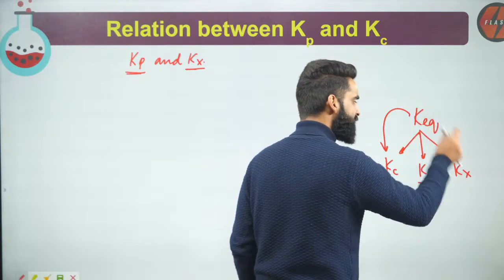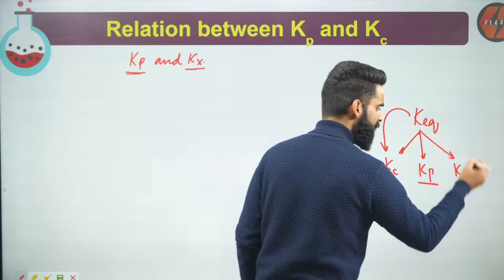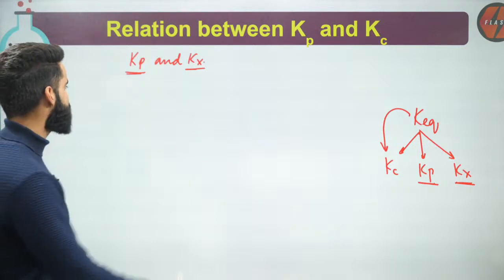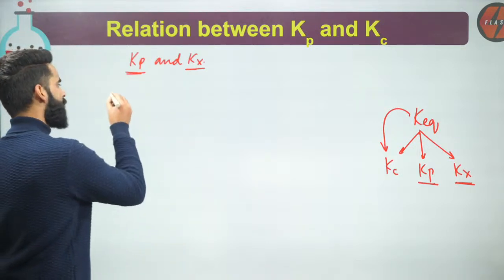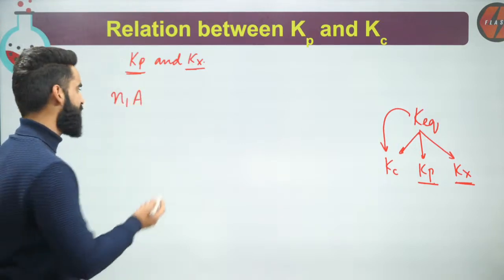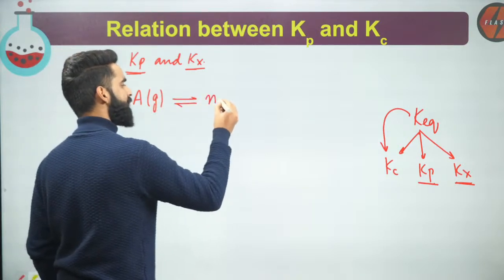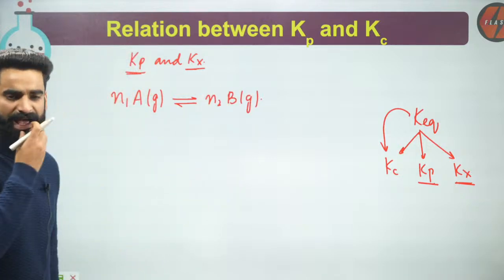And whenever in the expression of equilibrium constant we replace the active masses by the term mole fraction, we call it the Kx at that time. Now it is the time to get the relation between Kp and Kx. Let's say I've got a homogeneous gaseous phase reaction like this, n1 A gas in equilibrium with n2 B gas.